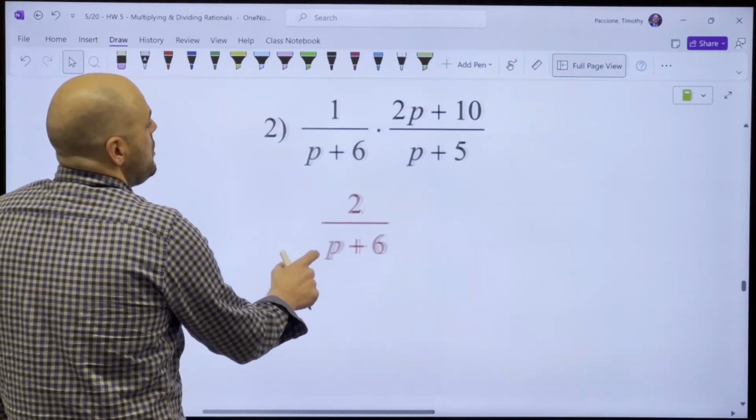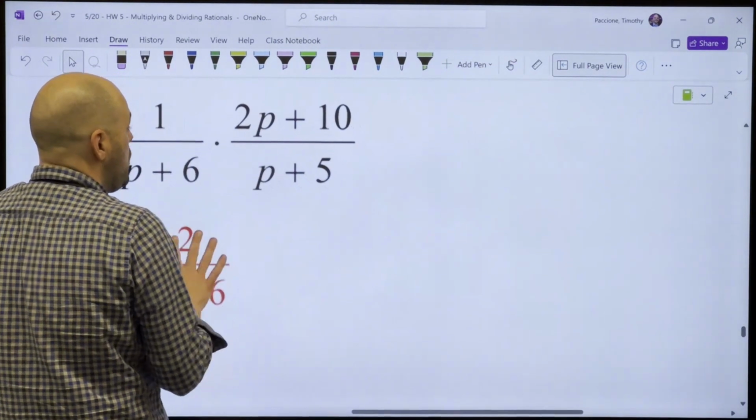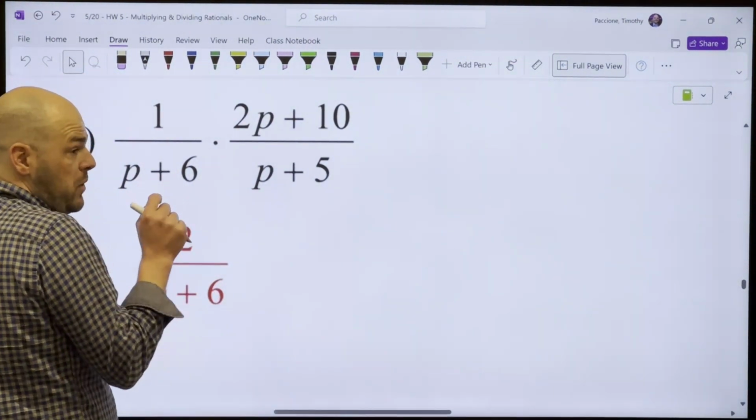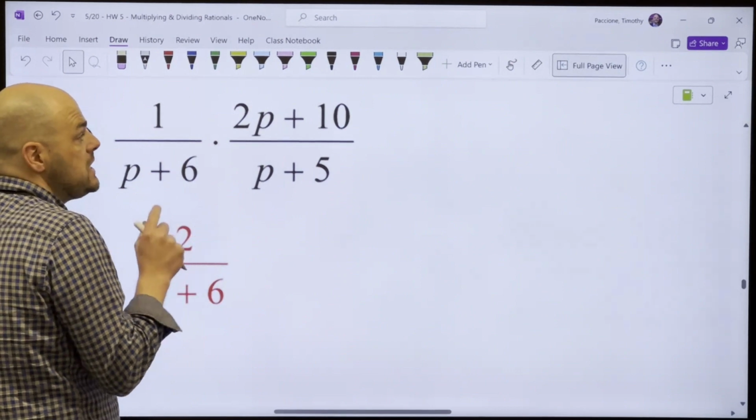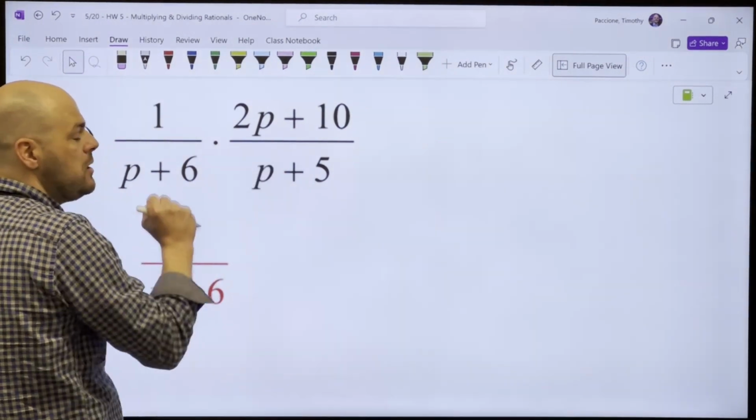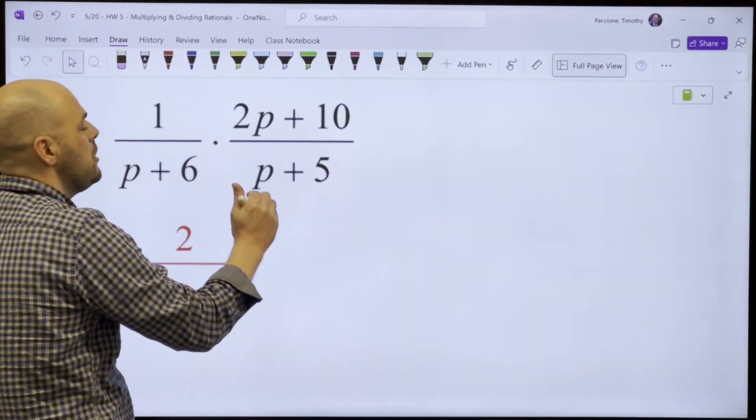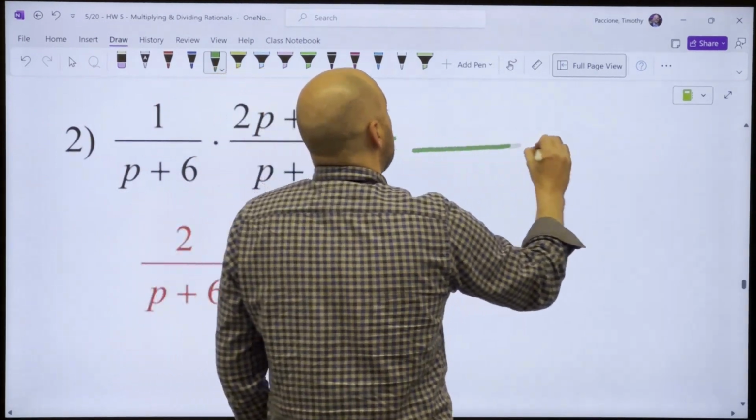Sure. So then you start getting into situations where it's like, okay, this isn't a breaking down of numbers. This is breaking down polynomials by factoring, right? So you would, same kind of process.